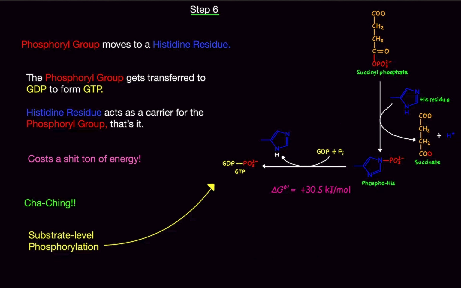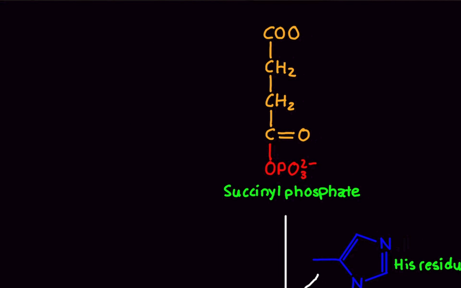Step 6. This looks complicated. I know. I drew it differently because I think it's easier for you to understand, but it's, once again, quite simple. Ignore the writing first. Let me explain what's happening. So we have the succinyl phosphate that we just have, right?